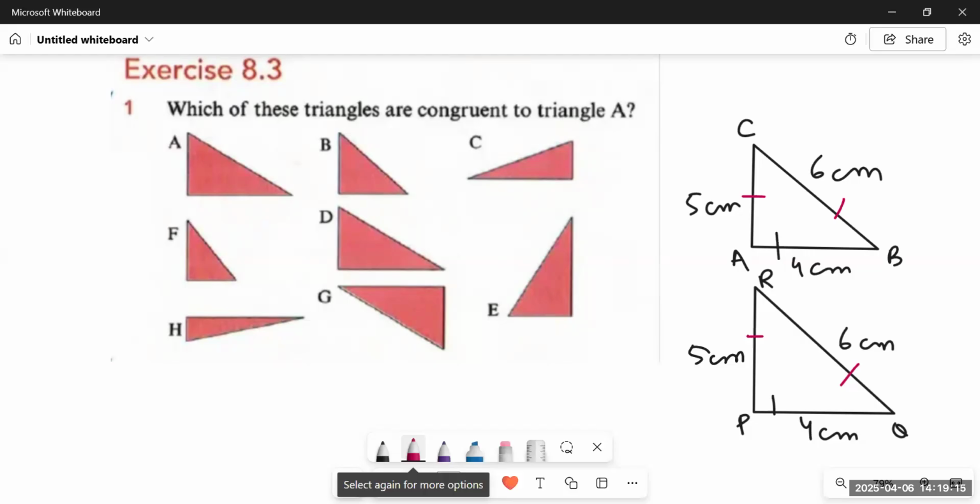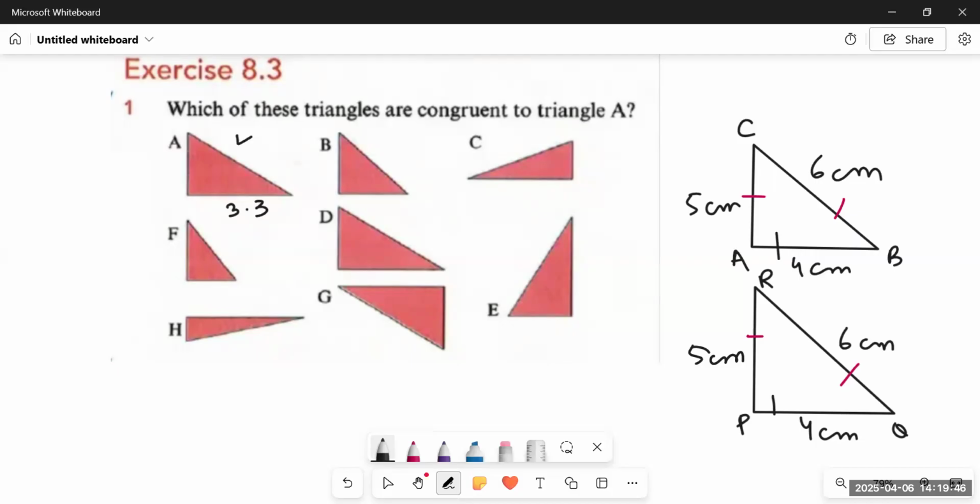In question number 1, we have to identify which of these triangles are congruent to triangle A. We have to find out which of the triangles from B till E are congruent to this one. For this, students, measure using a ruler. That is, what is the length of each side? So let's say the first one for me is 3.3 centimeters. According to me, it is 3.3. You will have to see according to your figure in your textbook.